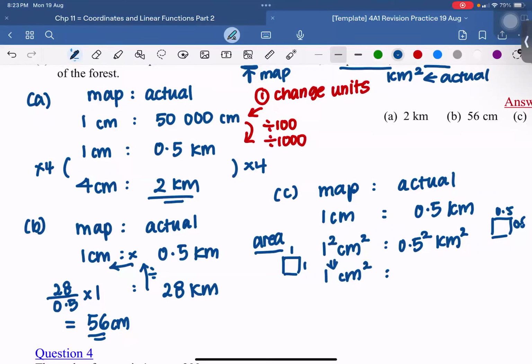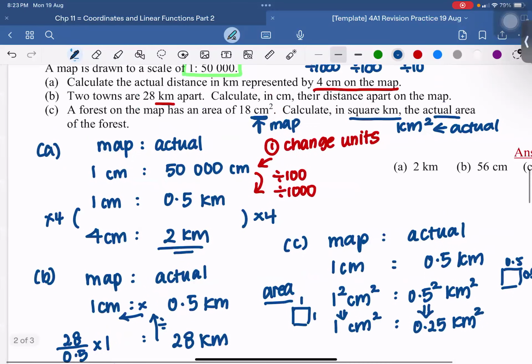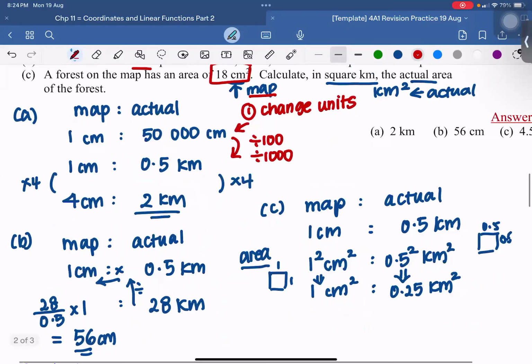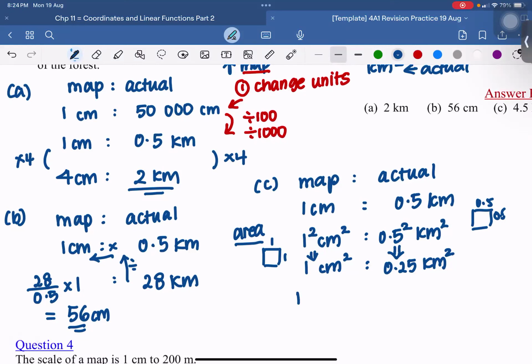Okay, we haven't used the information in the question yet. 0.5 squared is 0.25 kilometer square. This step is only for evaluating the number that we have squared. So from here, I found my area. Then the question says 18 cm square. Just now we concluded this is the one on the map. So we put our 18 cm square on the map.